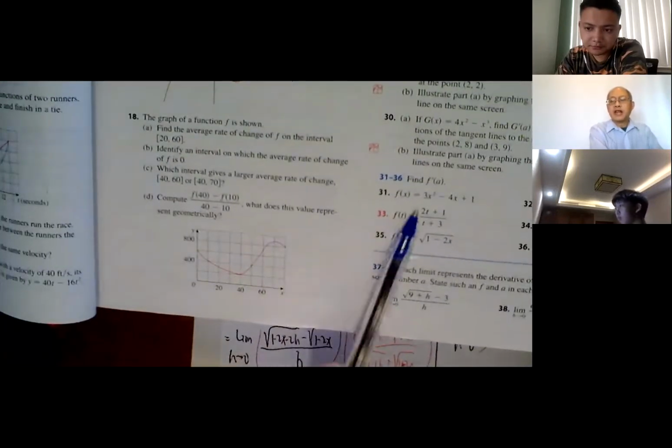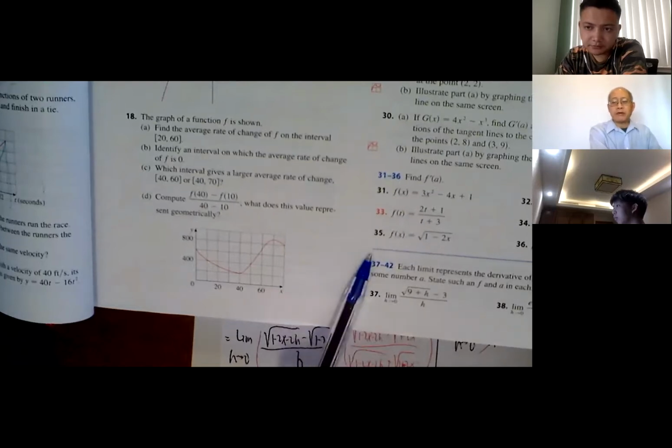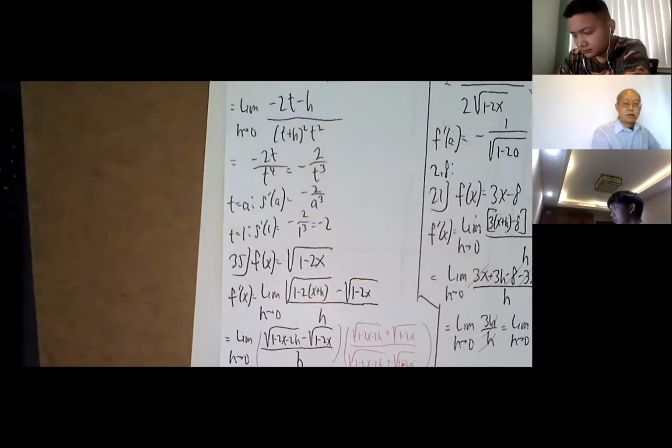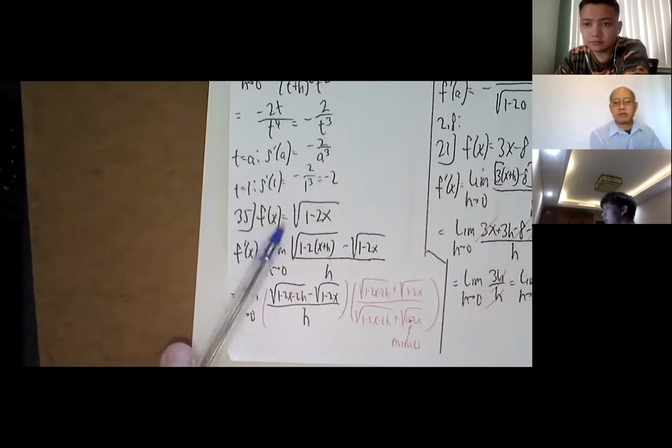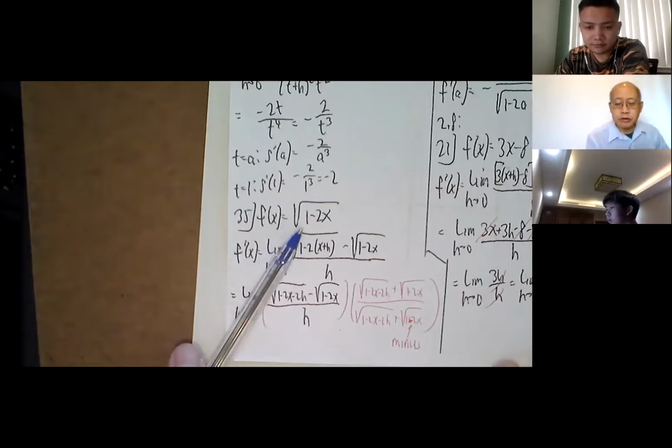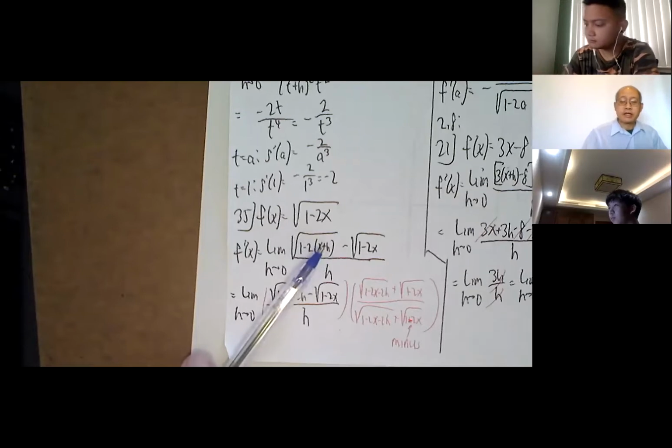Next one I want to show you is 35. Find f prime of a. So I'll find f prime of x, and then plug in a. Square root of 1 minus 2x. Find the derivative of square root of 1 minus 2x. Once again, some of you know the shortcut. You're not allowed to use the shortcut for now. You got to do it by the limit definition.